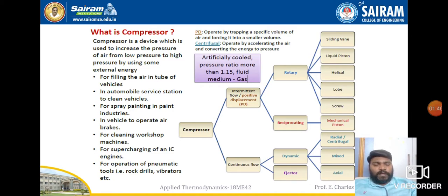Also, in automobile service stations to clean vehicles, because highly compressed, high-pressure air is required; that is why we use them there. And for spray painting in paint industries, if we want to spray paint we need high-pressure air. Also in vehicles to operate air brakes, for cleaning workshop machines, for supercharging of IC engines, and for operation of pneumatic tools, that is rock drills, vibrators, etc. In all these areas reciprocating compressors are used, where we get high-pressure air, with pressure more than atmospheric pressure.